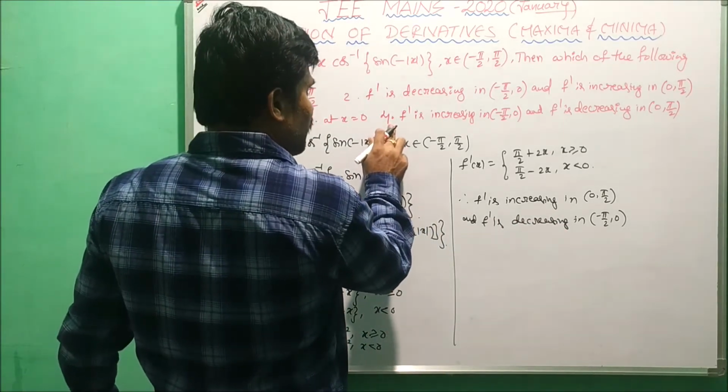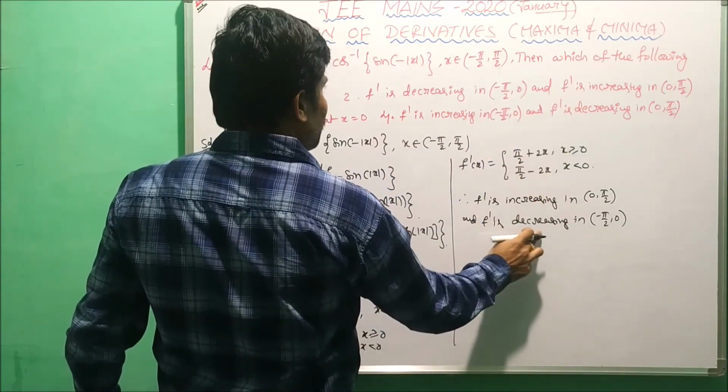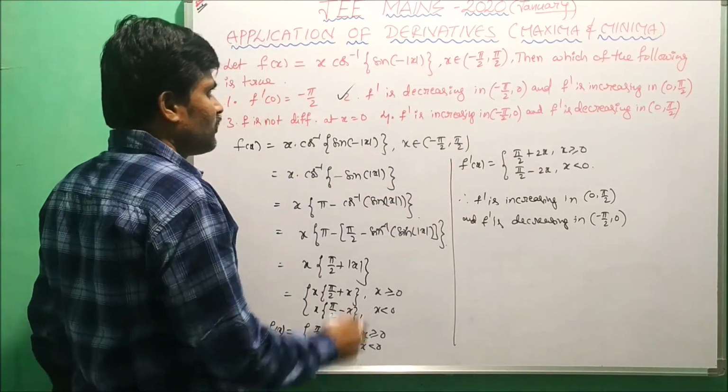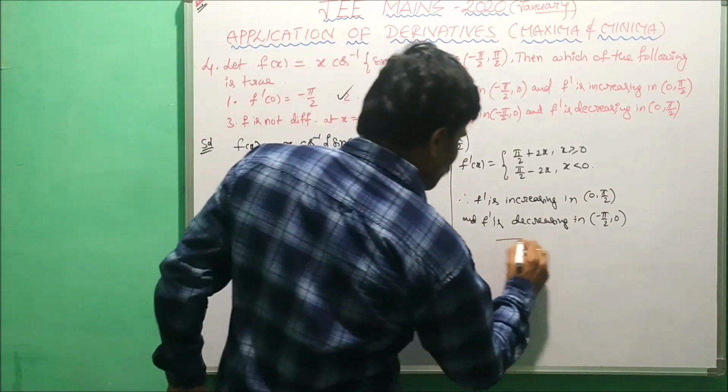F dash is increasing in 0 to pi by 2 and f dash is decreasing in minus pi by 2 to 0. Second option is the correct option. So this is true for all given options. This is the solution.